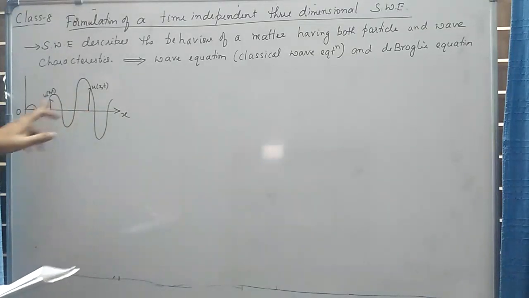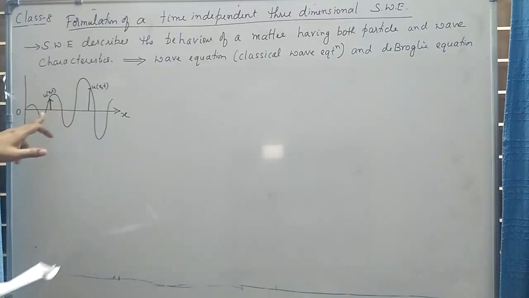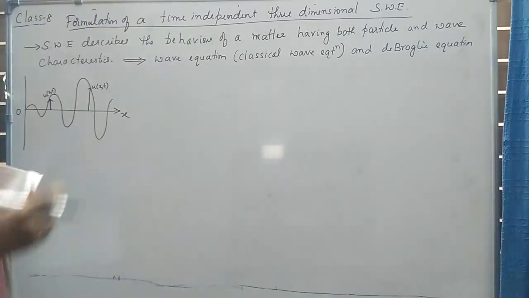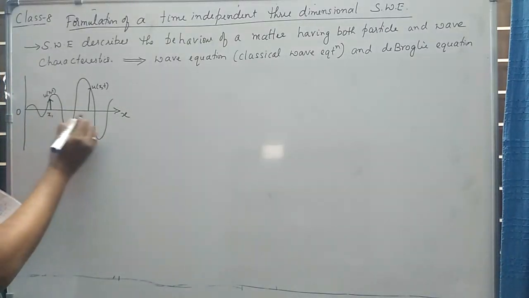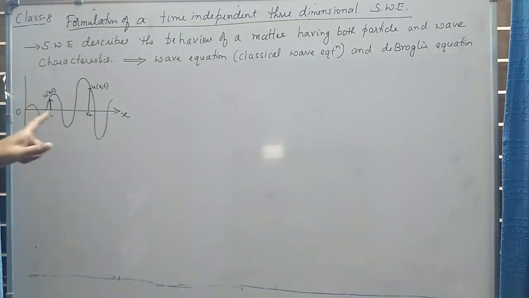I have shown two instances, and the positions of these two are different. Here x has some value x1, here the value of x is x2, and clearly we can see that the height of the wave at x1 and x2 are different. So the height of the wave, that is the value of u, depends on the position x.